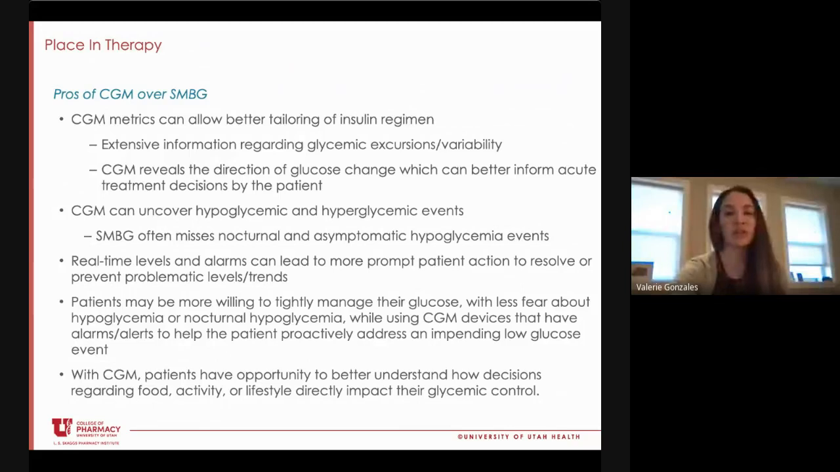Not only are patients alerted to problematic levels in real time, most devices also have an alert for when the algorithm predicts an approaching hyper or hypoglycemic event based on the patient's glucose trends. Patients can then proactively address their glycemic needs and prevent highs and lows altogether. These real-time alerts can also help relieve fears of hypoglycemia or nocturnal hypoglycemia, such that patients may be more willing to tightly manage their glucose.